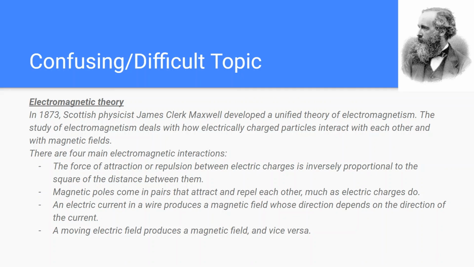And magnetic poles come in pairs that attract and repel each other, much as electric charges do, and that kind of relates to the dipole moment. And we looked at electric current in a wire that produces a magnetic field whose direction depends on the direction of the current, and we know that from our right-hand rule. And lastly, a moving electric field produces a magnetic field and vice versa. And so that's related to our idea of electromagnetic theory.